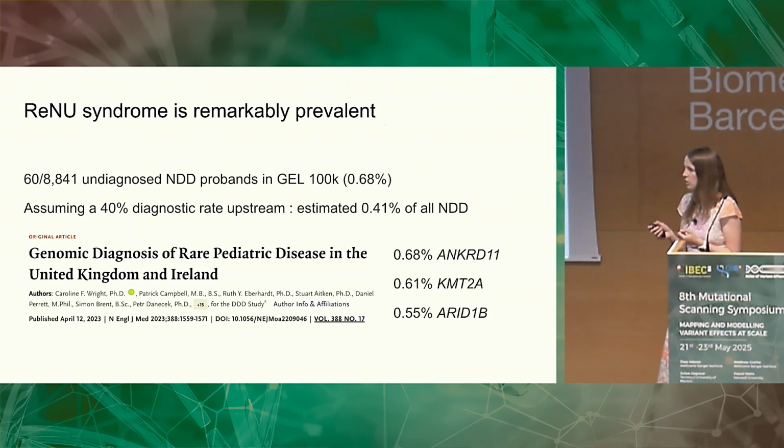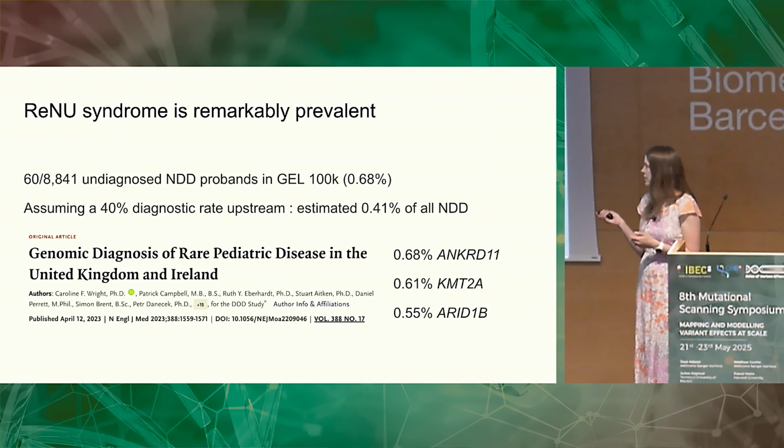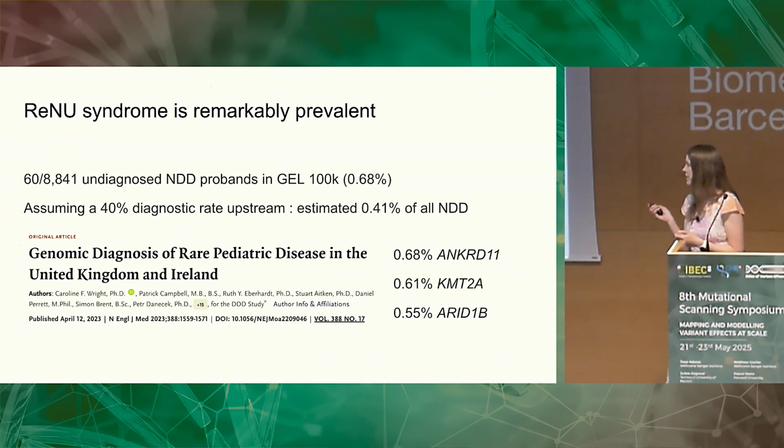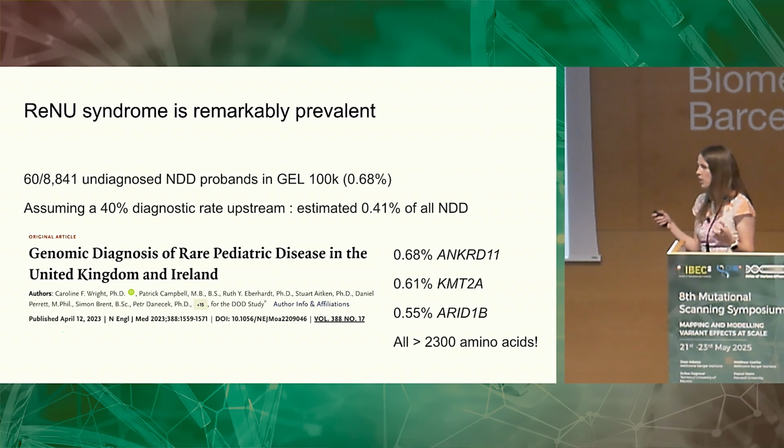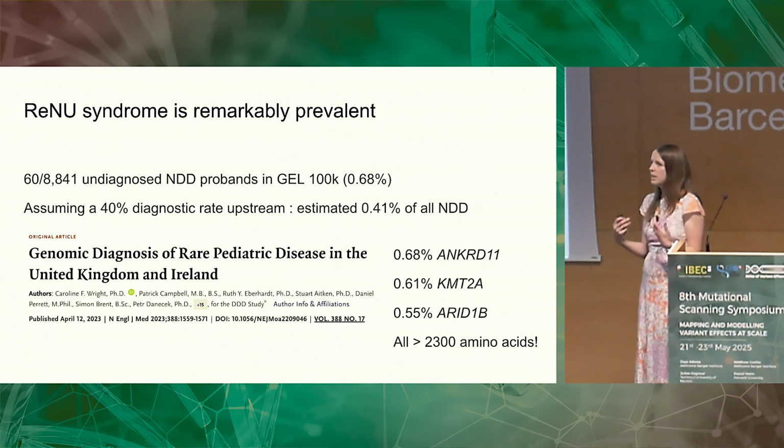So let's just plot out the proportions of the 3 key players that contribute the highest number of diagnoses in the DDD cohort. As you can see, these 3 protein coding genes, their percentages are not that much higher. But what's the key difference here is that every single one of these genes is in excess of 2,300 amino acids long. That's 7,000 base pairs of coding sequence for those de novo variants to randomly occur. That's compared to an 18 base pair region of a non-coding RNA. Pretty cool.